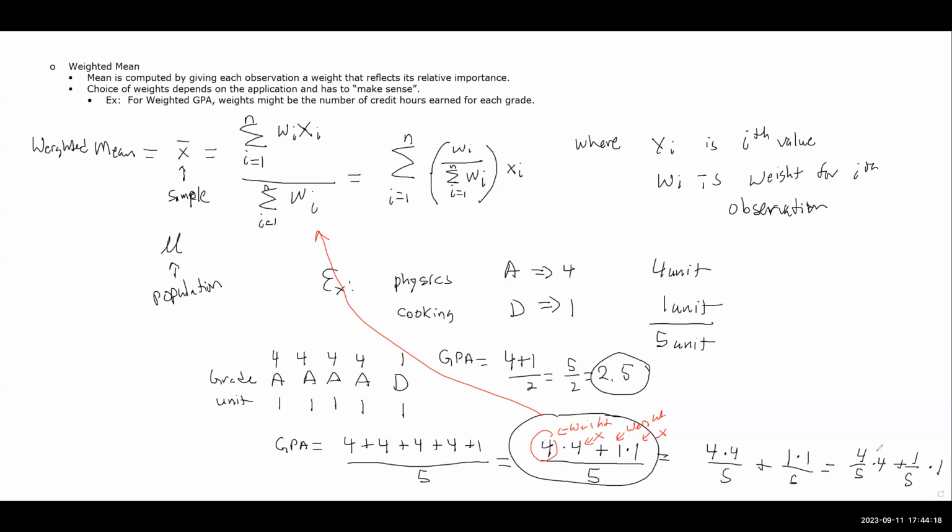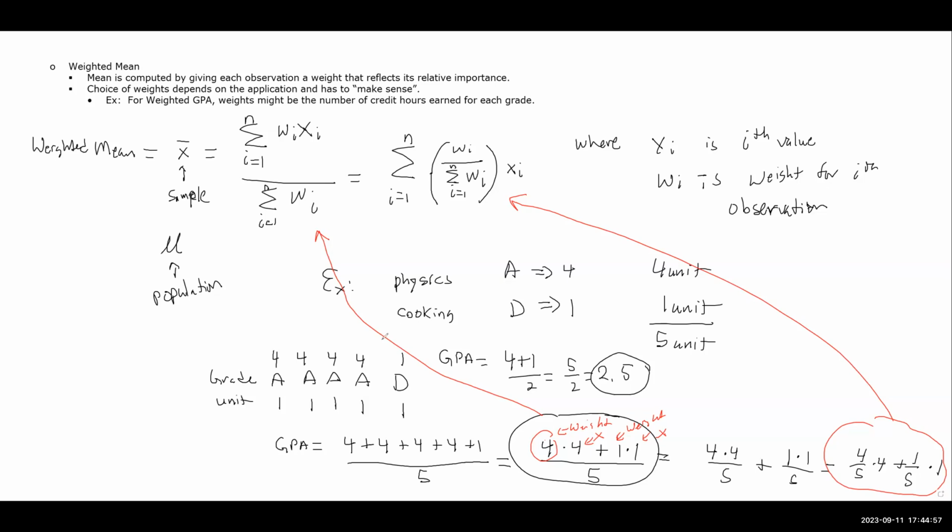Here, this way is like this. The weight for physics divided by the total weight of 5, times the value, which is an A's value of 4, plus 1/5. That is, the weight is 1 for cooking, divided by 5 which is the total weight, times 1, which is the D. And you add these two up. Okay. This is the intuition behind weighted average. All right.